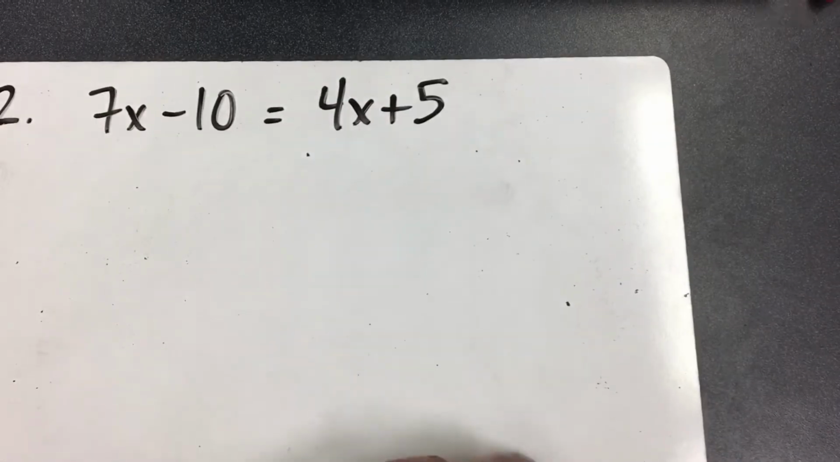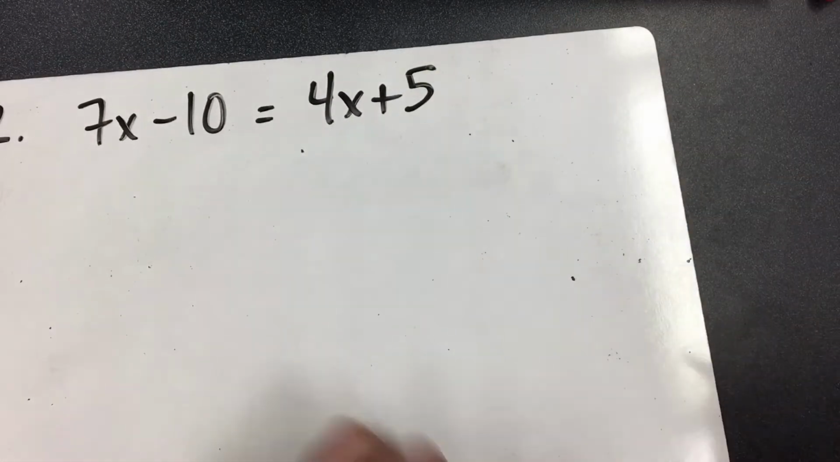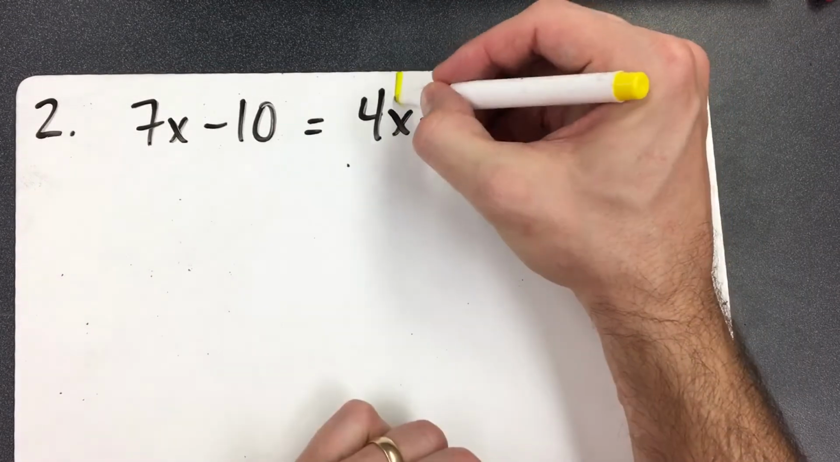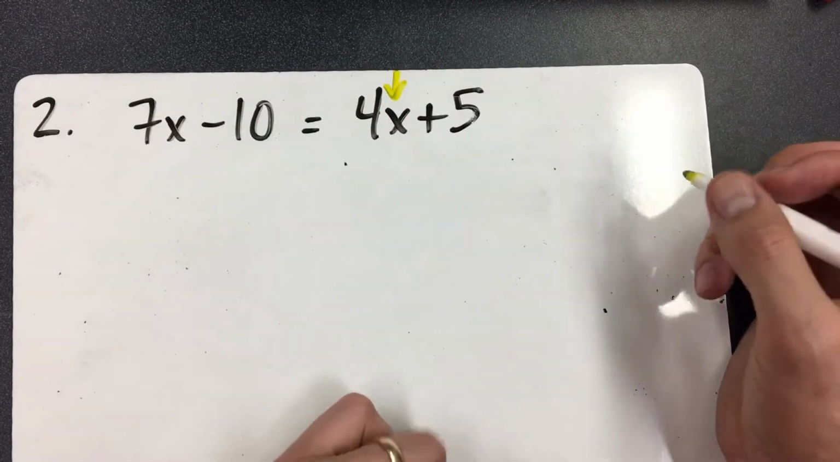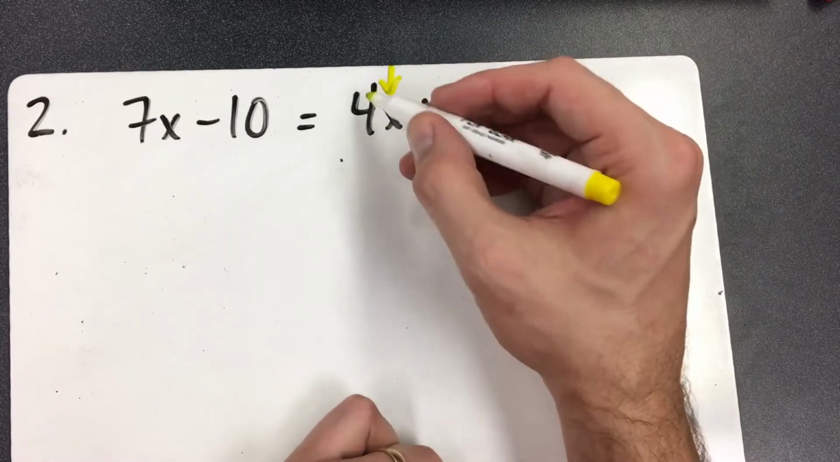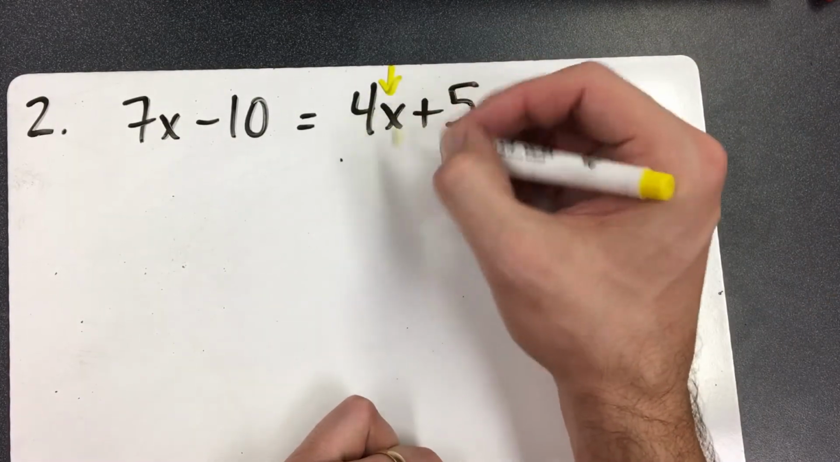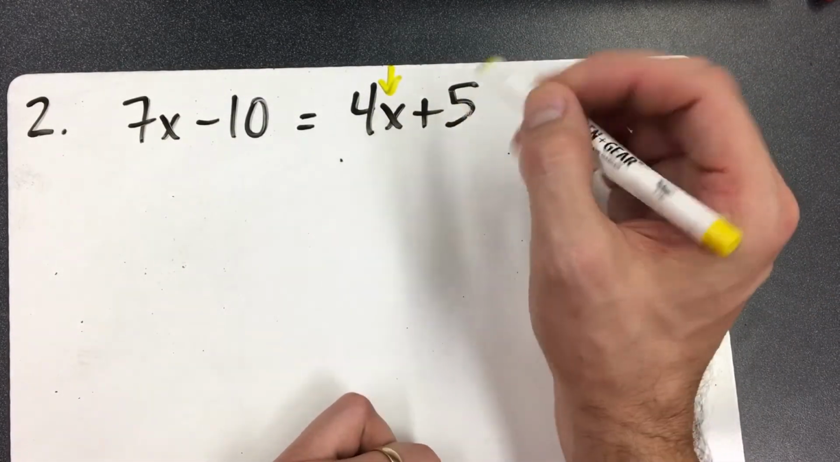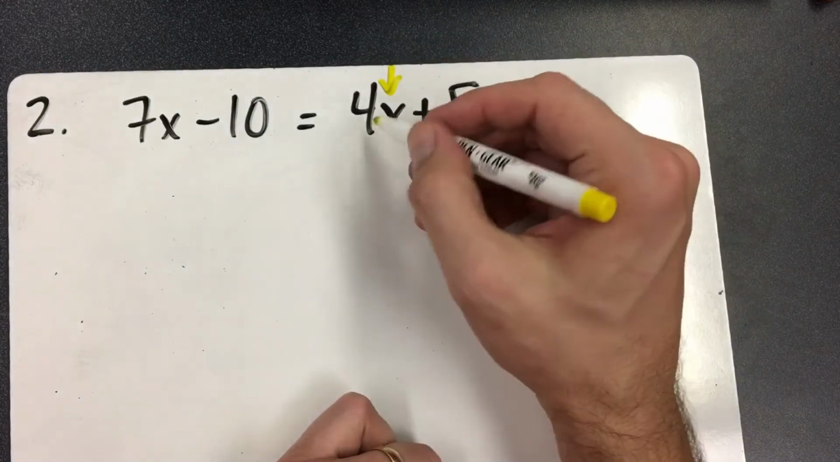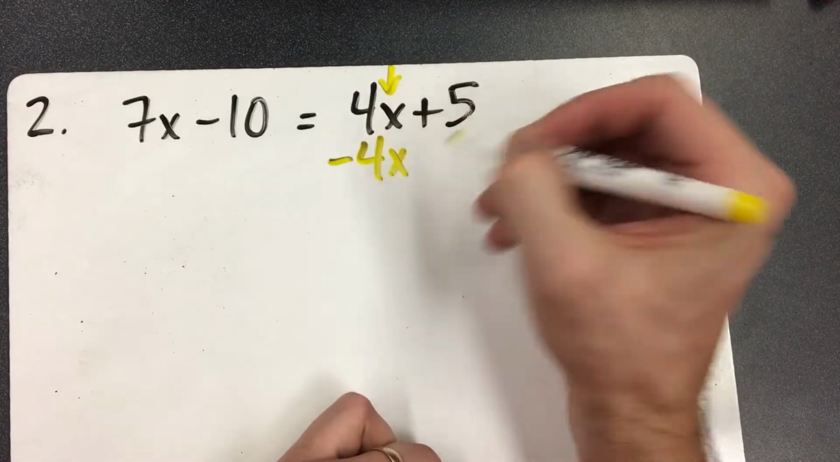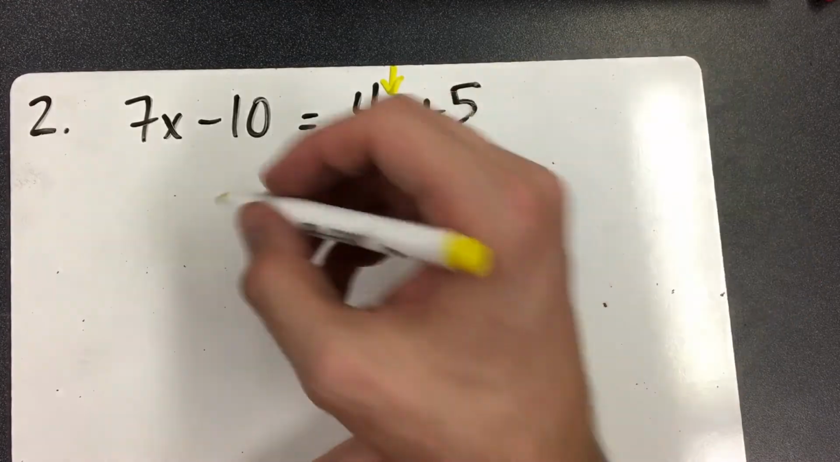So here we go. Step 1, I want to undo the variable from the right-hand side. First, I need to find the variable on the right-hand side. It's right here. The letter x is the variable on the right-hand side. So I'm going to undo this. How do I undo 4x's? What could I do to 4x's to make it equal 0, to make it disappear? I could do minus 4x, right? It's always going to be adding or subtracting right here.